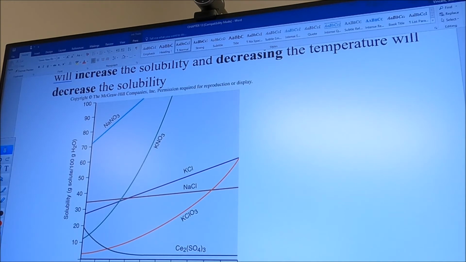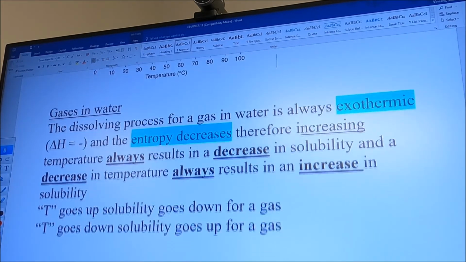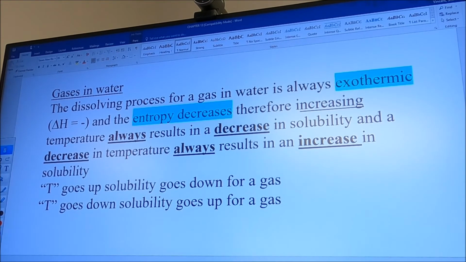Okay. Now, things dissolving in liquid, I avoided talking about gases, and that's because we treat gases kind of separately. Let's think about the process of a gas dissolving in water. The process of a gas dissolving in water is always exothermic, okay? And it is a process in which entropy decreases.